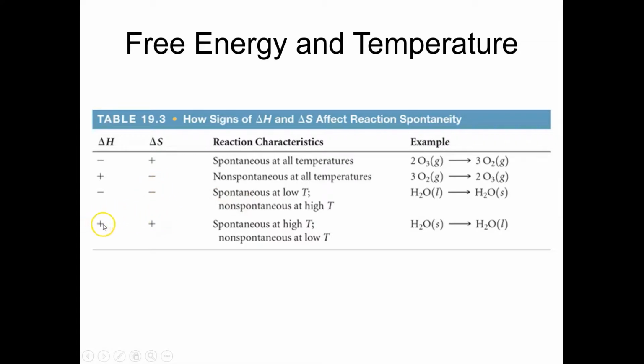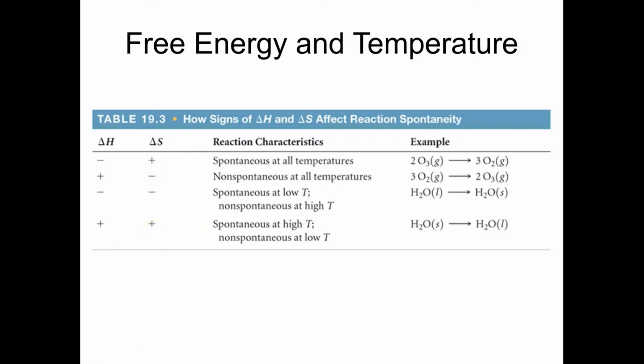And the flip side is, what if delta H is positive and delta S is positive? Well, delta H being positive is bad for spontaneity, but delta S being positive is good for spontaneity. And therefore, at relatively high temperatures, this positive value of delta S will be maximized. And at relatively low temperatures, this positive value of delta S will be minimized, and it'll tend to be non-spontaneous.